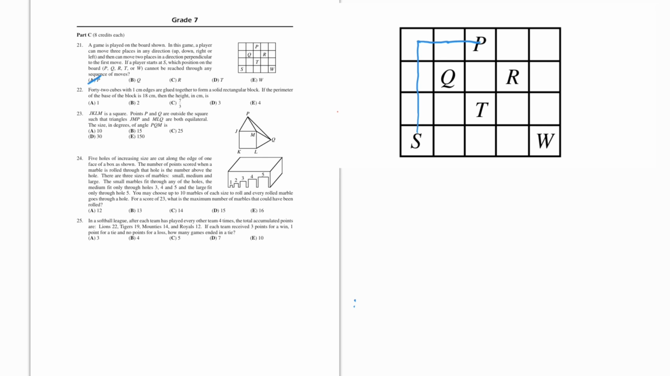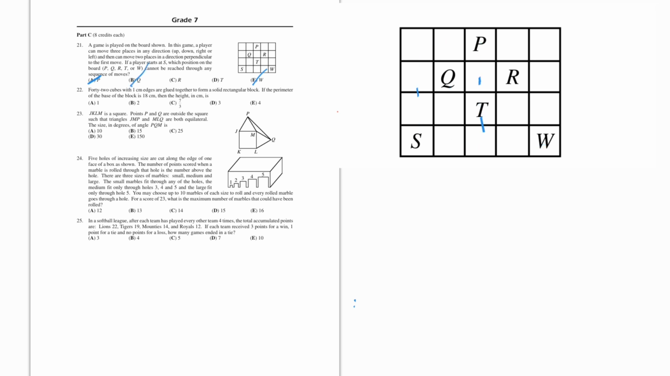From the P, I go down. That's the perpendicular. 1, 2, 3. And then we can go 1, 2 to the W. So W is not our answer. From the W, we can go to the back. So that's the 3. Perpendicular are first the step. And then we go up 2. Now we reach the Q.